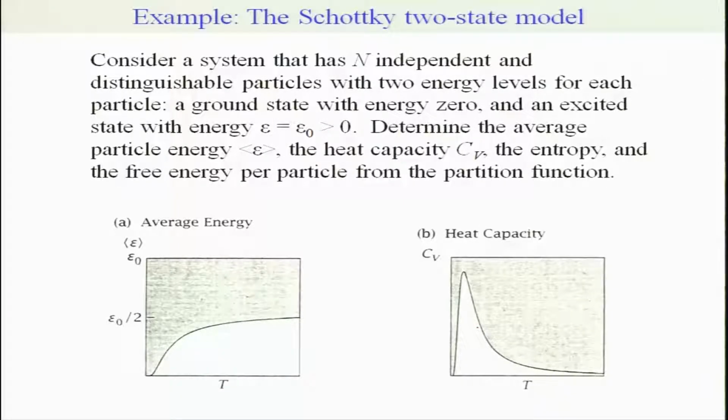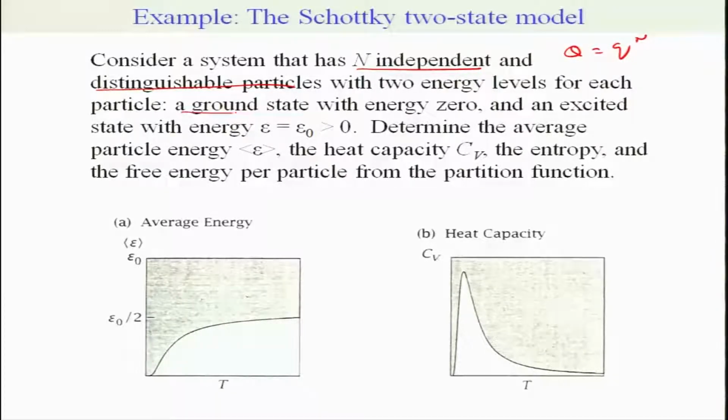Now, having this information, you can apply it to many different examples. The Schottky two-state model is a classical one. Here I will not go through how to solve this problem, but it is a typical problem you can attempt. You consider a system that has N independent and distinguishable particles, so you do not have to worry about dividing to correct overcounting. It will simply be q to the power N, the partition function.